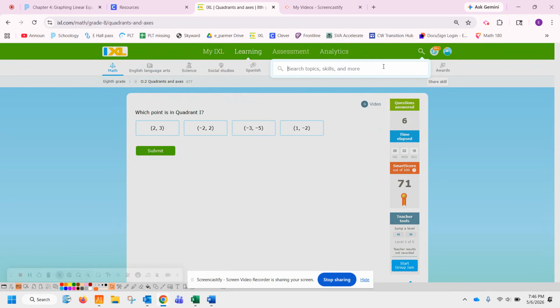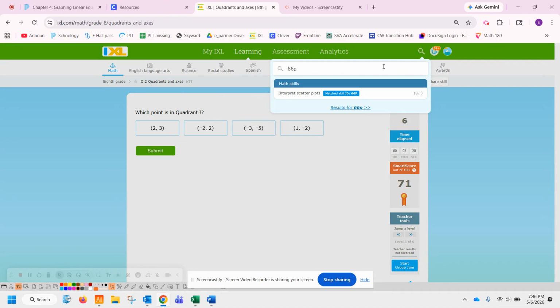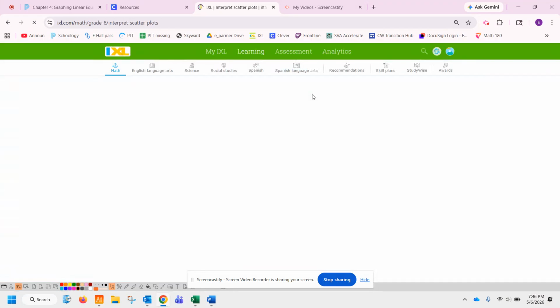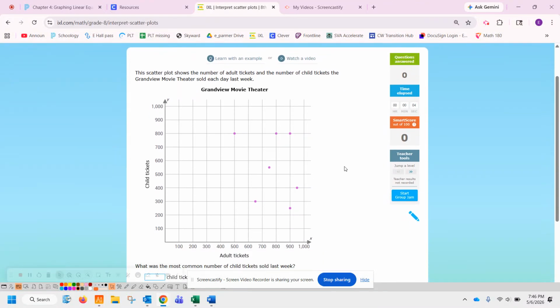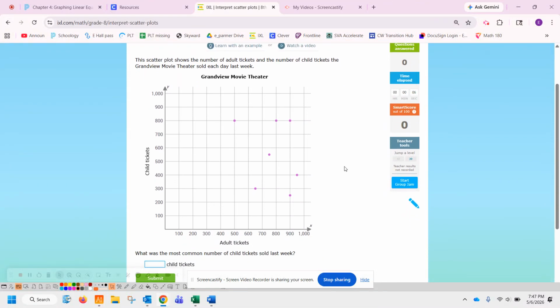Let's look at the next one, 66P. You only have to get to 40 on this one. Okay. This one is a lot about interpreting data, and you do want to read all the information that they give you. So this scatter plot shows the number of adult tickets and the number of children tickets that the theater sold each week.